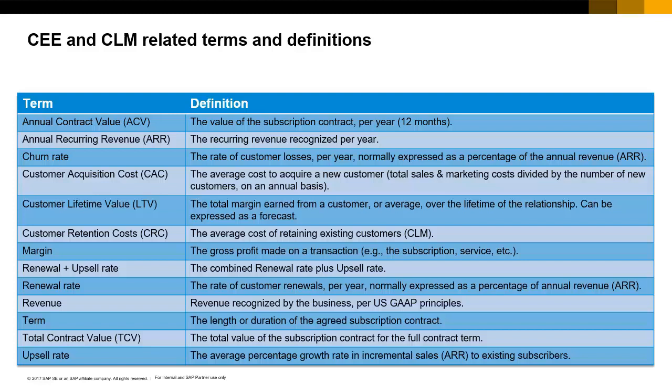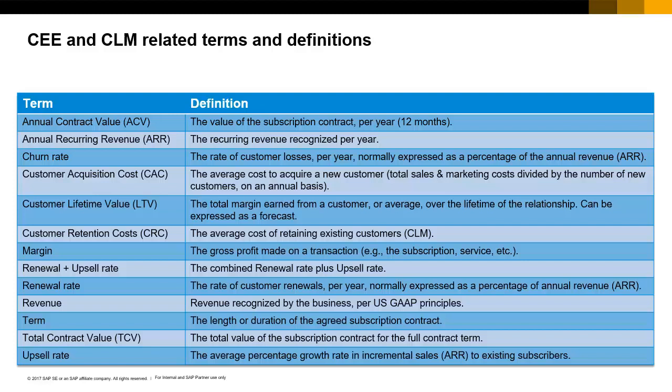Margin. The gross profit made on a transaction. For example, the subscription, service, etc. Renewal plus upsell rate. The combined renewal rate plus the upsell. Renewal rate. The rate of customer renewals per year, normally expressed as a percentage of annual revenue. Revenue. The revenue recognized by the business according to standard accounting practices. Term. The length or duration of the agreed upon subscription contract.